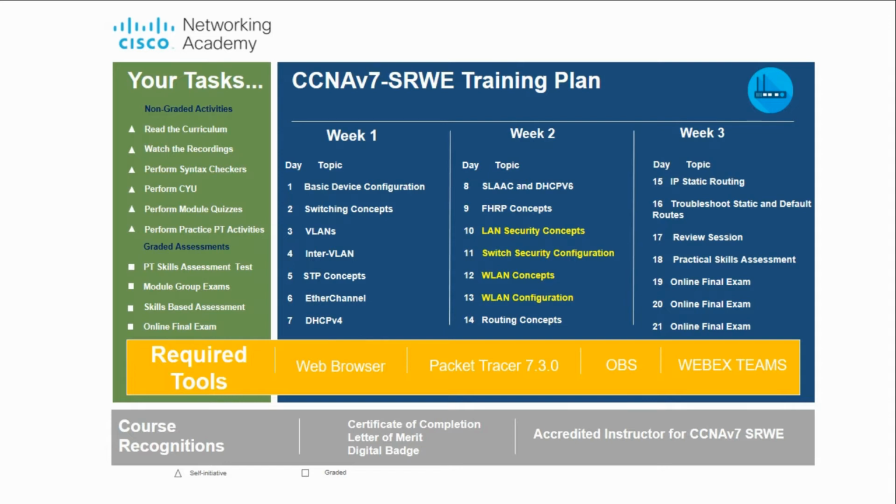At the end of this course, you will be getting a certificate of completion, a letter of merit, and a digital badge from Cisco, and you will become an accredited instructor for CCNA version 7 SRWE. Accredited instructor means you are allowed to create classes for your students and you are allowed to teach this course.